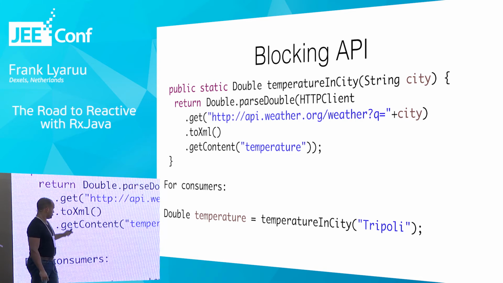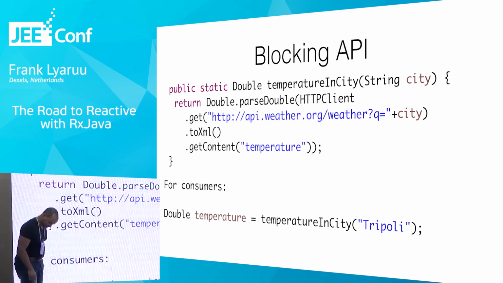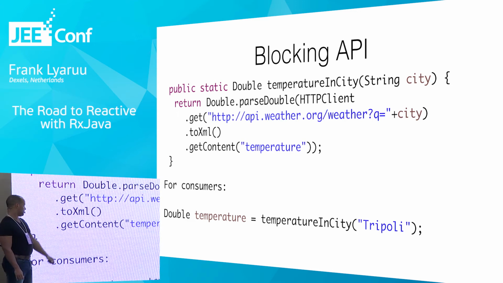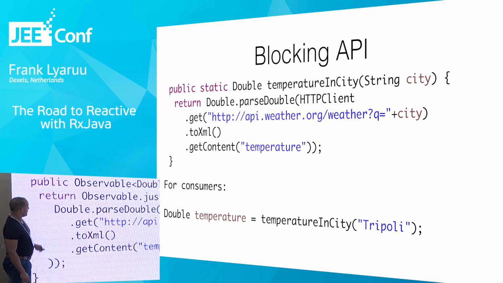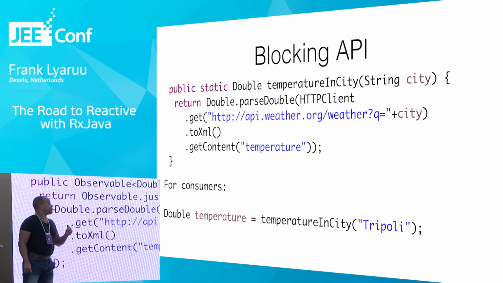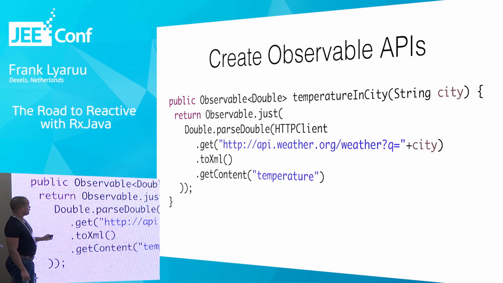That you parse it, you get some value, and then you can just call it, and you have a simple blocking thing, just like the one we started with. That's a blocking API. How can we make this non-blocking? Well, we can start by wrapping it in an observable.